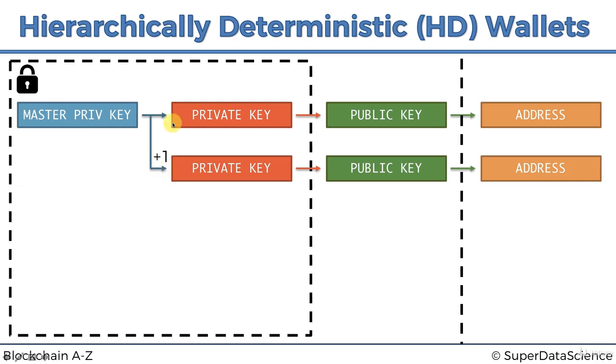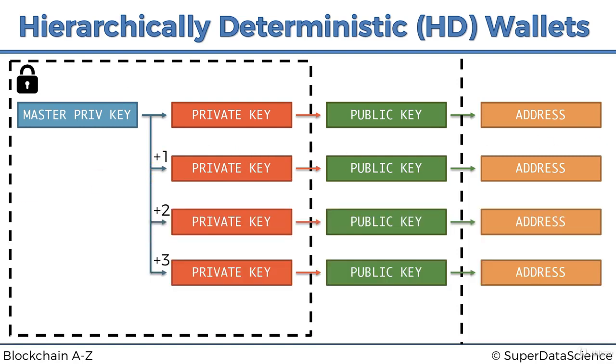So here it's using the hash function. So basically, once you add +1, bam, it's a completely different number eventually, and you get a new set like that. And so you can add +2, add +3, and so on. So you can generate as many private key, public key, and addresses as you want, as long as you have access to this master private key. And this is all deterministic, so you can just regenerate this at any point in time.